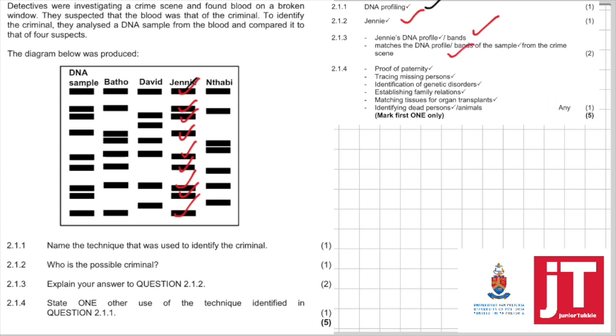2.1.4. State one other use of the technique identified in question 2.1.1. So they're asking one other use. So, proof of paternity, tracing missing persons, identification of genetic disorders, establishing family relations, matching tissue for organ transplants, and identifying dead persons or animals.